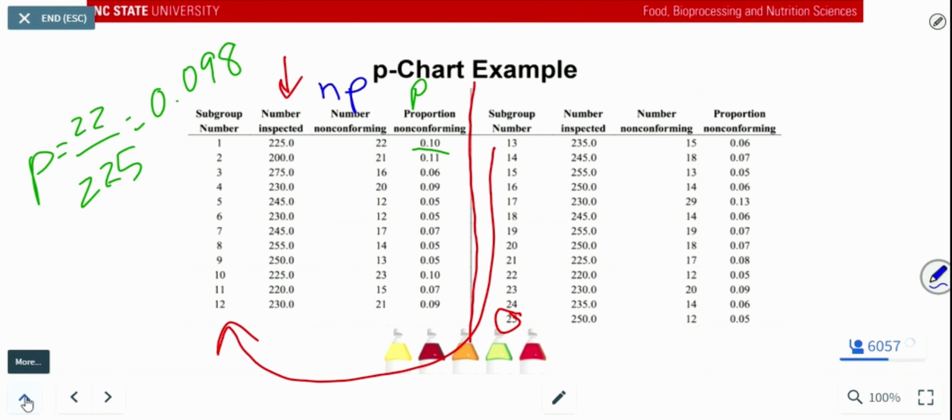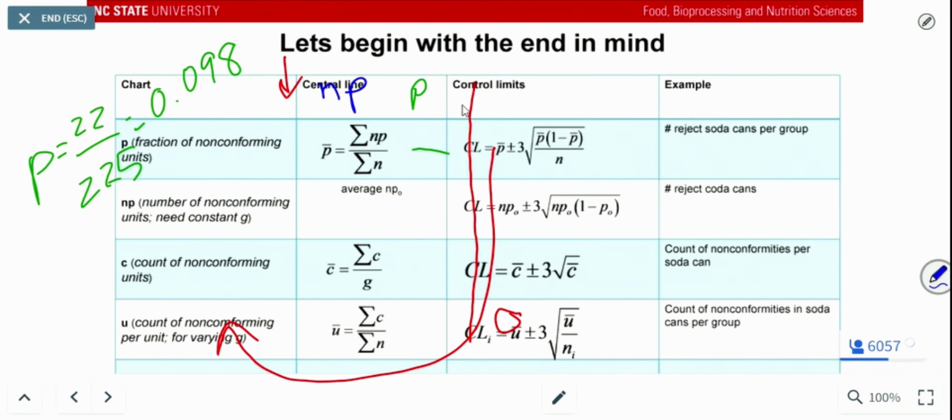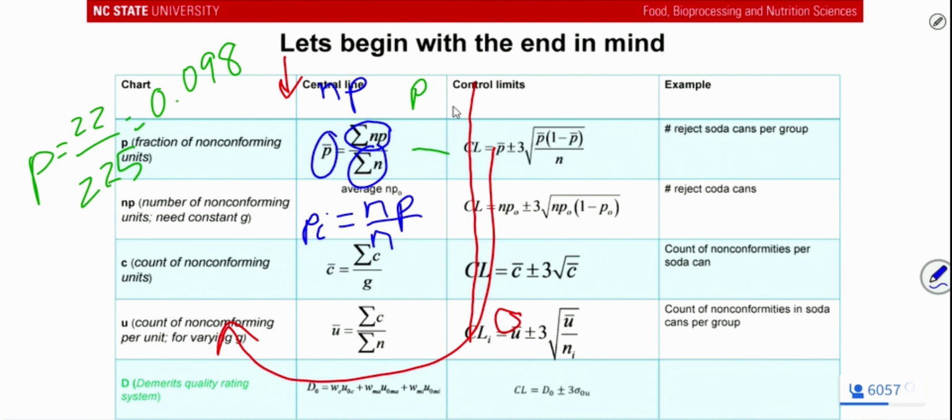So if we look at our formula here, notice how for this P bar, we're going to divide the sum of NP by the sum of N. And we're going to do that for the individual P as well. For the individual P, it's going to be the same thing, except it's not the sum, it's just the individual. And that's what we just did. We took the 22, this was 22 divided by 225. Okay, so it's really not complicated math.